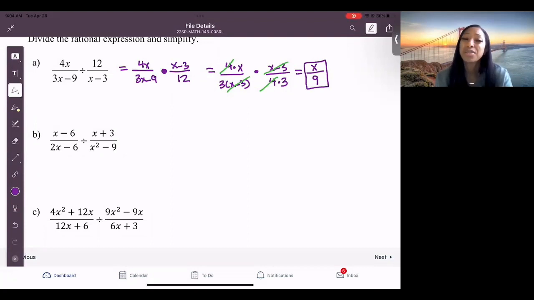That's it. So the problems work very similarly to the steps we do for multiplication. Once you do that first step, we change it to a multiplication problem by taking the reciprocal of the second fraction.